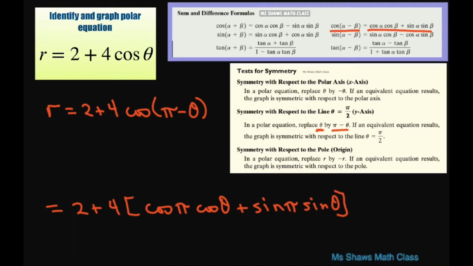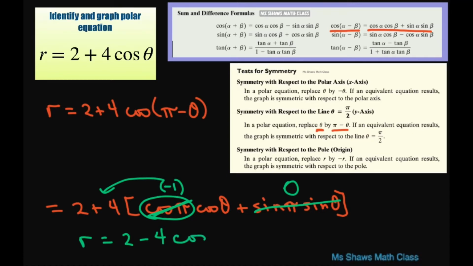Simplifying this, sine of pi is 0, so this just zeroes out. Cosine of pi is negative 1. So I'm going to bring this negative 1 out, and I'm going to get r equals 2 minus 4 cosine of theta, which does not equal our original equation, 2 plus 4 cosine of theta. So this test fails. It is not symmetric to the line theta equals pi divided by 2.